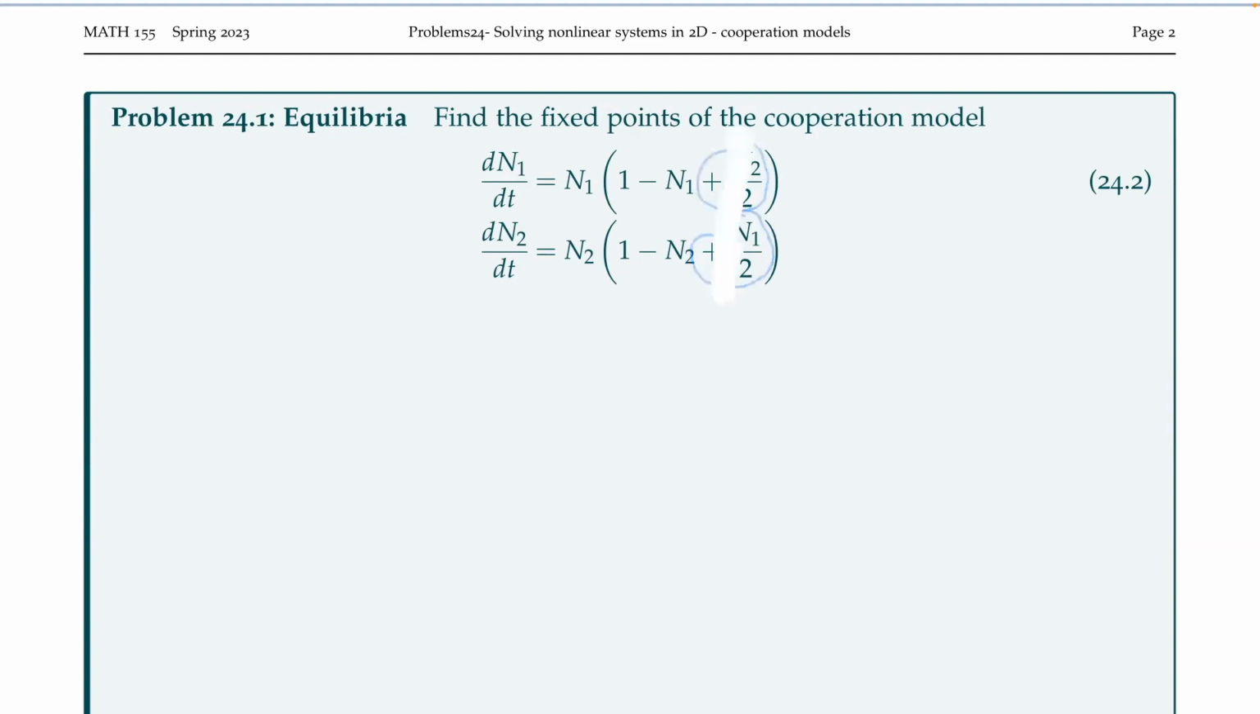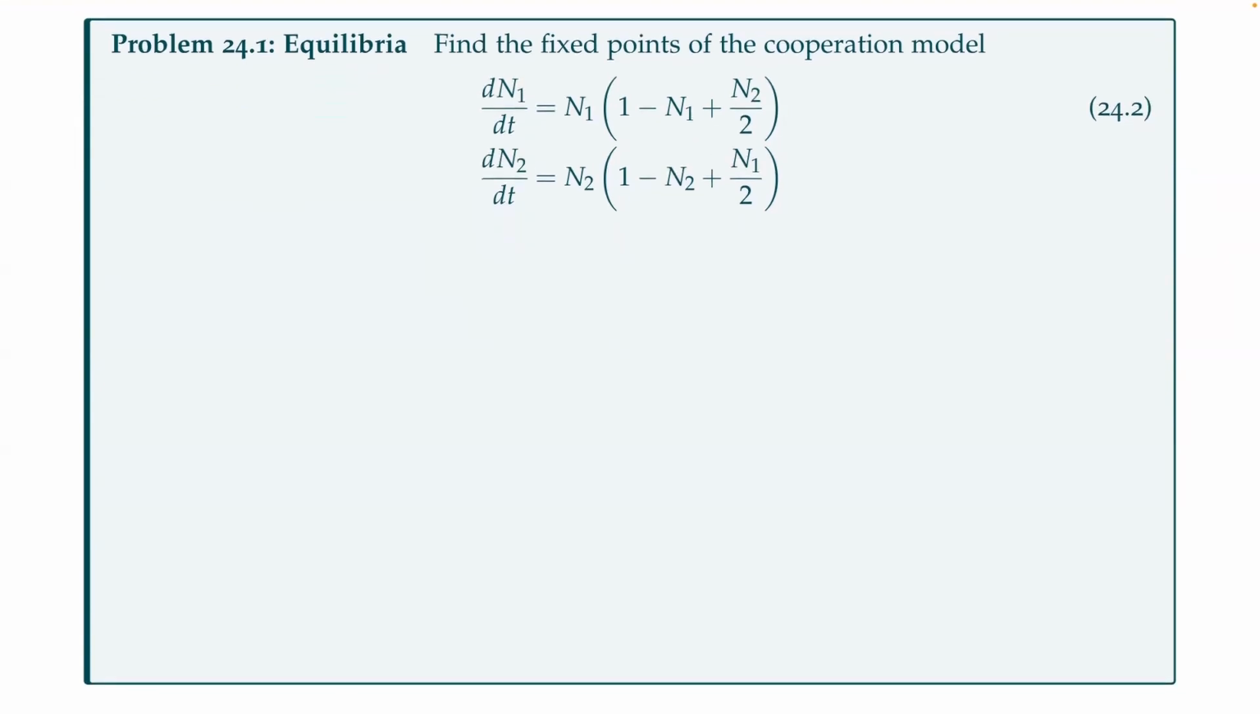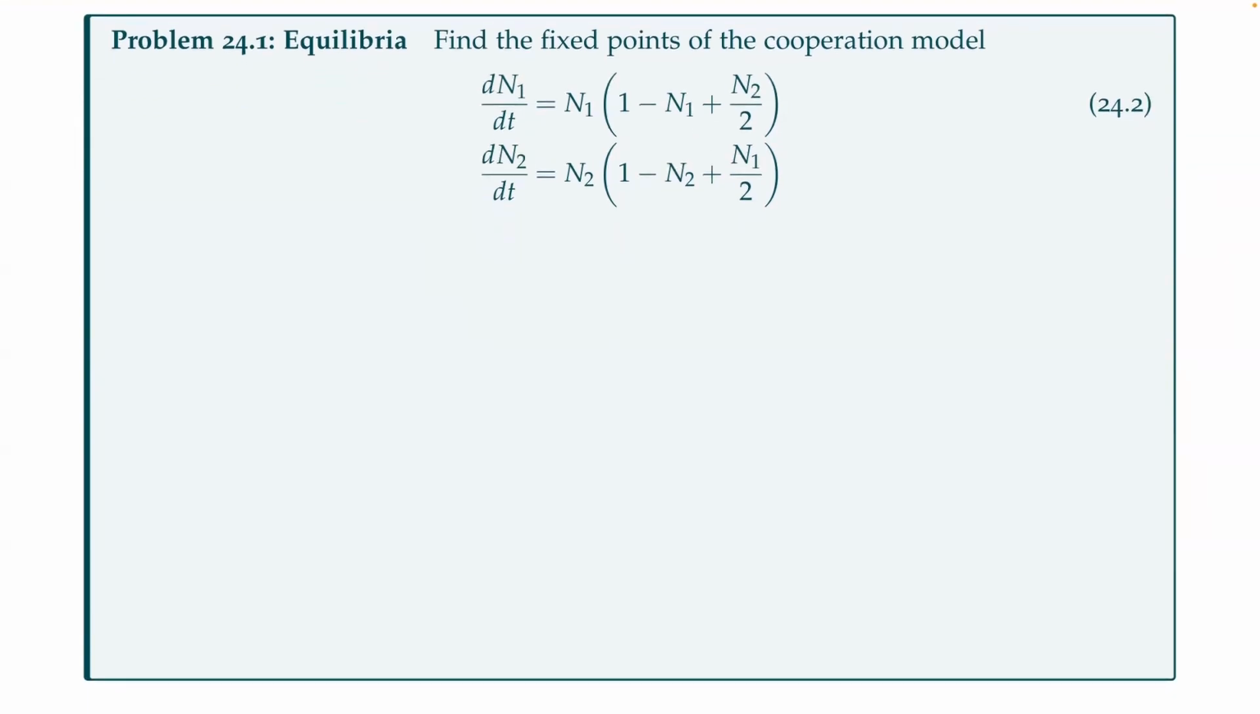So they're cooperating. There's lots of examples of this. They could be plants and pollinators, hosts and microbial symbionts, whales and feeder fish, all of these different examples where there's some sort of cooperation between the species. Okay, so the first thing we want to do is find the fixed points, and then we're going to look at the stability.